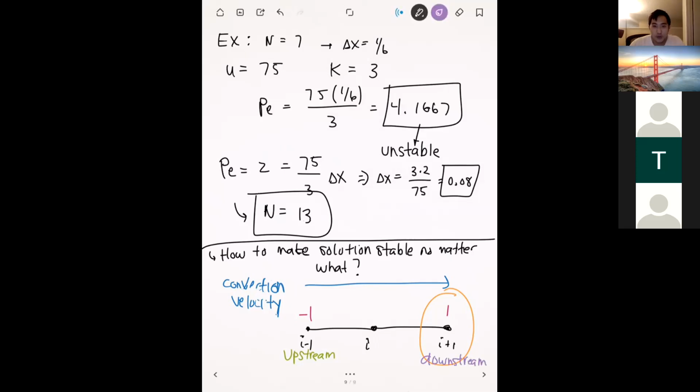And the downstream direction doesn't really make sense, because you can almost think of it as the velocity hasn't even gotten there yet. The velocity is going from left to right. So if we want information about this convection derivative, it doesn't make sense to pull information from a location that the flow hasn't even gotten to yet. And so the difference scheme that we should choose is something that's weighted on the upstream side.